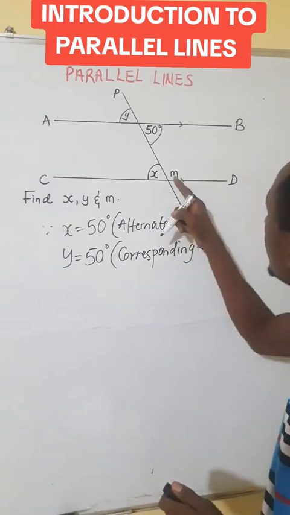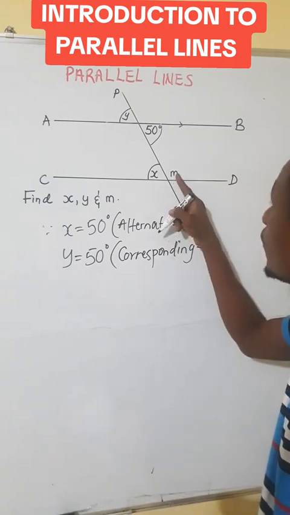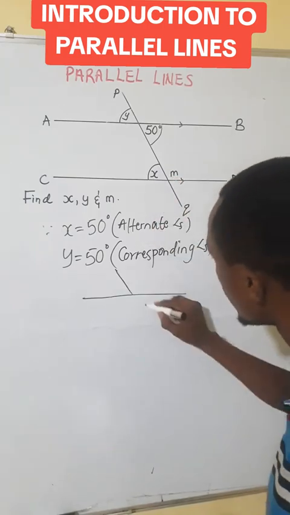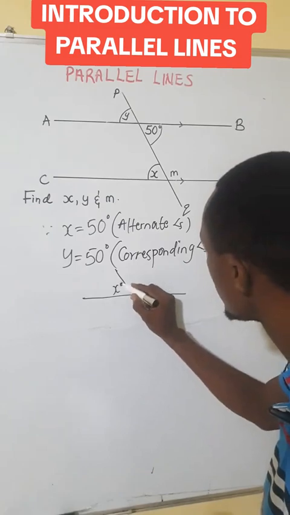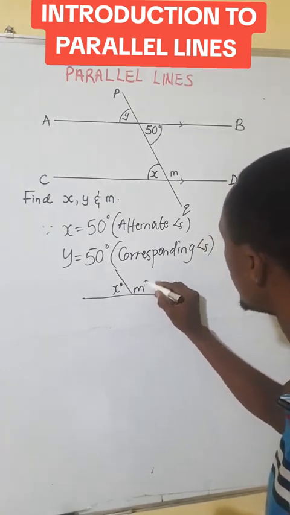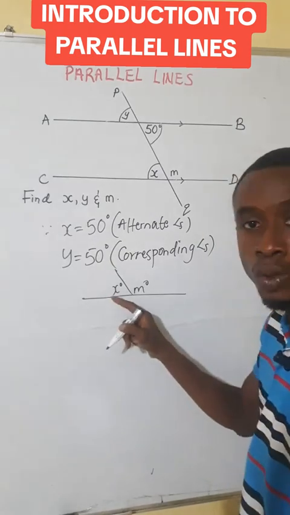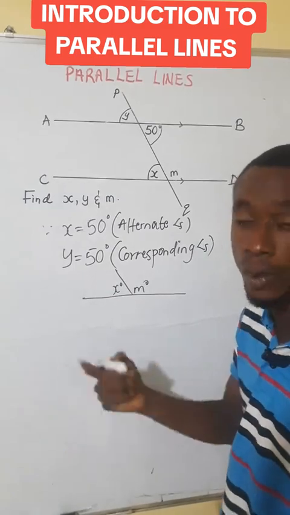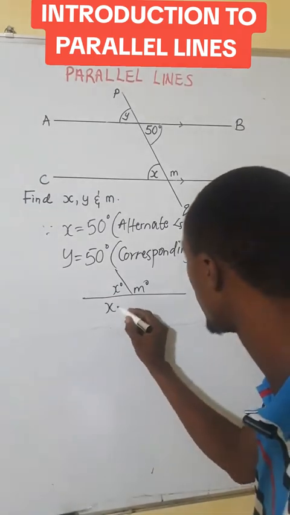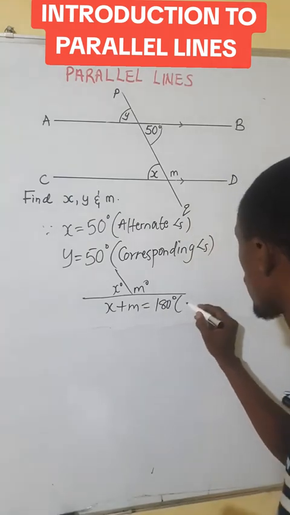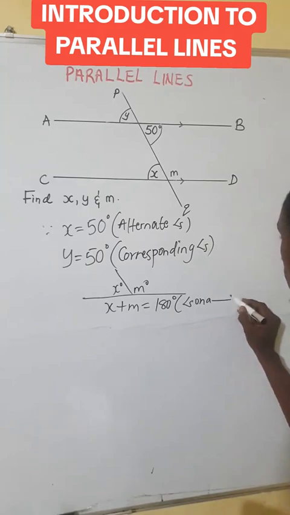So we end up having M. We need to find also the value of M. But mind you, M and X, we can extract their angle. They are something like this. This is X degrees, and this is M degrees. If you look at them, they are found on the same straight line. And in geometry, angles on a straight line are equal to 180 degrees. So if you add X plus M, you are going to get 180 degrees because of what? Angles on a straight line.